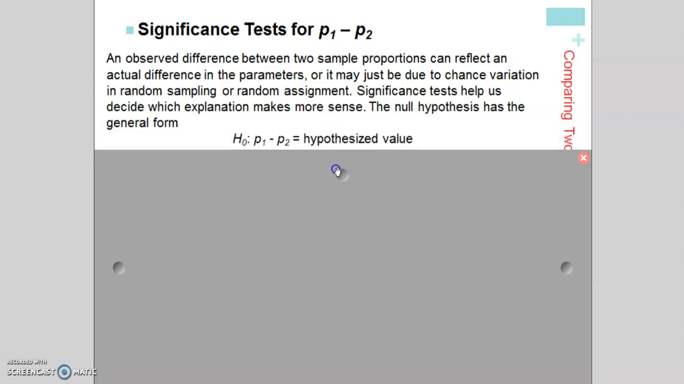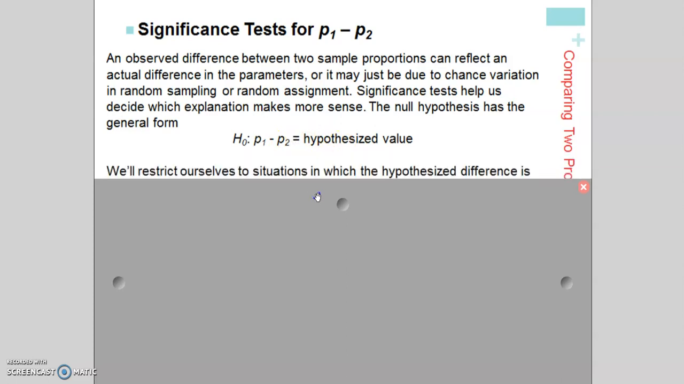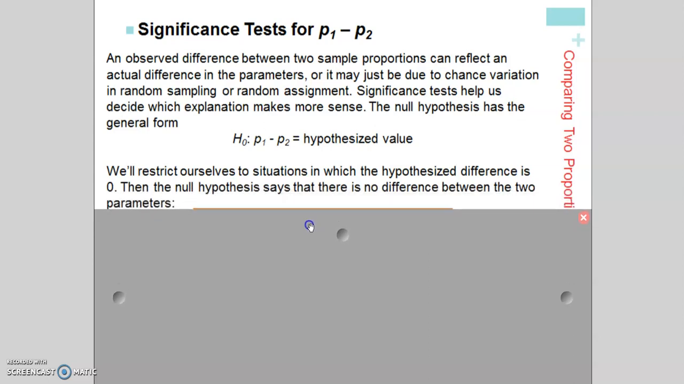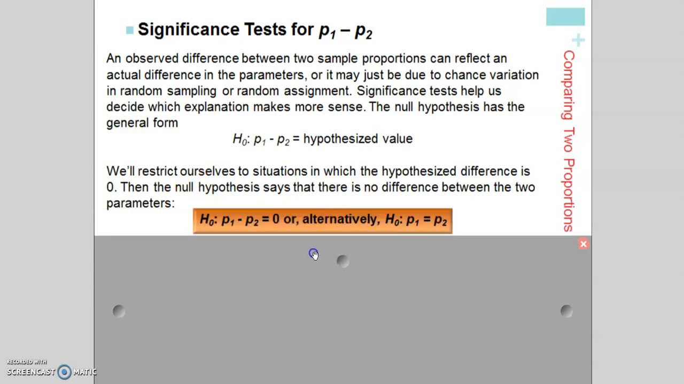So our null hypothesis is going to have the same general form of our statistic or our parameter here equaling some hypothesized value. However, for the purposes of this course, AP Stats, we're pretty much just going to look at times when our hypothesized value is actually 0, which means that there's no difference between the two parameters. Those will be the cases we're going to solely look at, which means that P1 minus P2 equal to 0 will basically always be our null hypothesis.